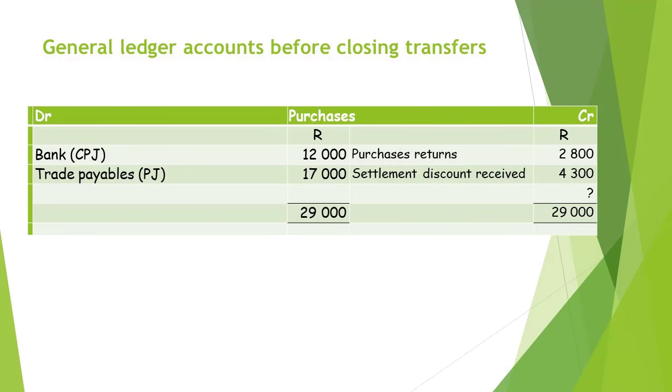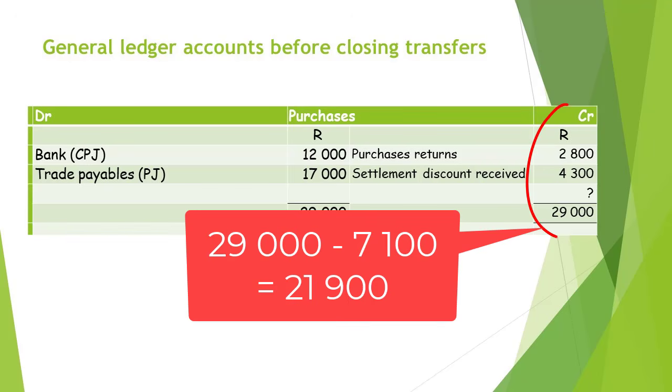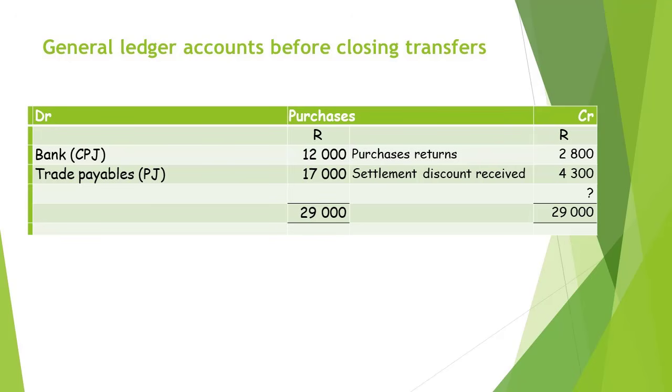We now write the largest of the two totals on the debit and credit side. Next, we need to calculate the amount of net purchases which will be transferred to the trading account. 29,000 Rand less 7,100 Rand equals 21,900 Rand to be transferred. In order to close the purchases account, we will need an entry on the credit side. Remember that a closed account will have a zero balance, which means that the total of the account on the debit side must be equal to the total of the credit side.